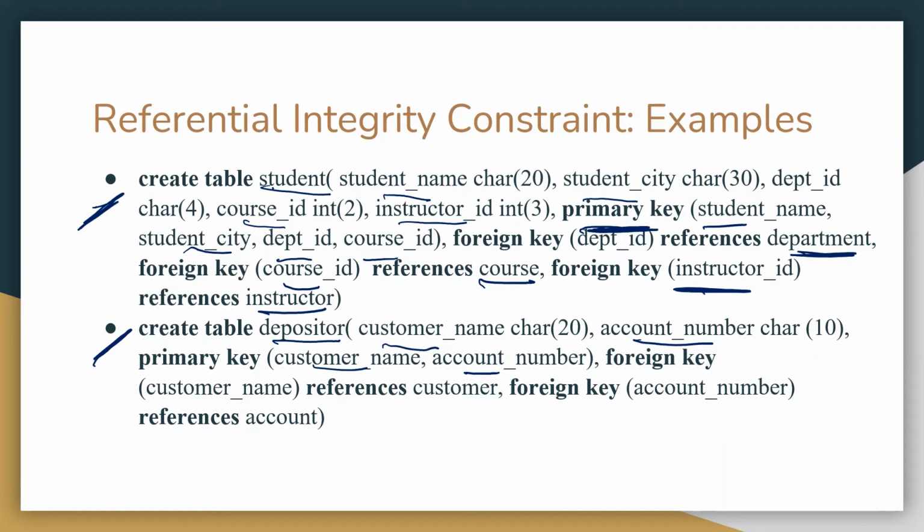And then what is the foreign key? So we'll have the foreign key customer name which references the customer relation. In the customer relation, we'll have the complete details of all the customers, all the customer names which are linked to that bank. Okay, and similarly the foreign key account number references account, because in that account relation we'll have the complete set of account numbers of the accounts which exist in that bank.